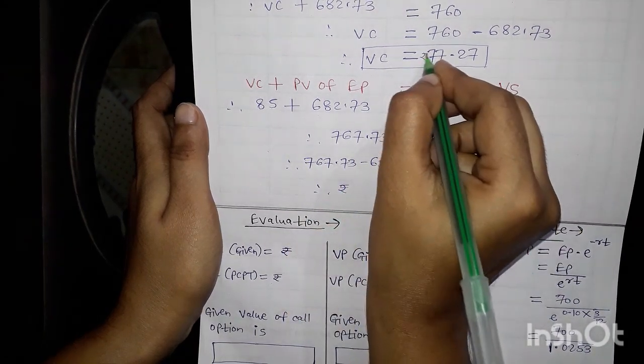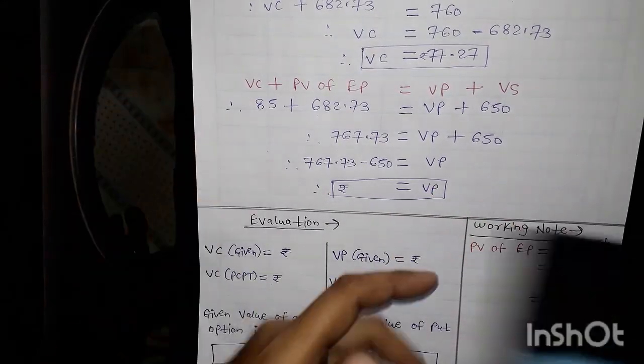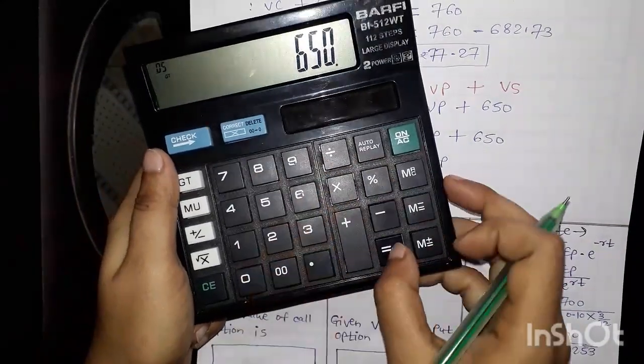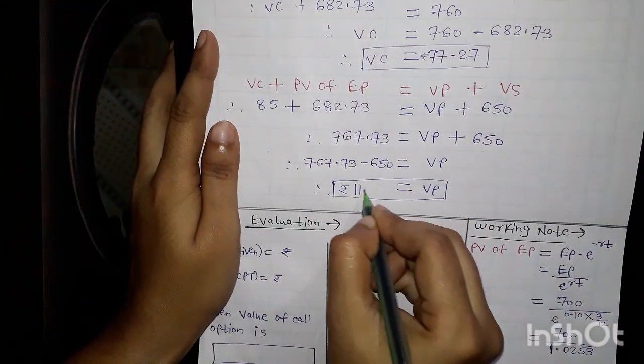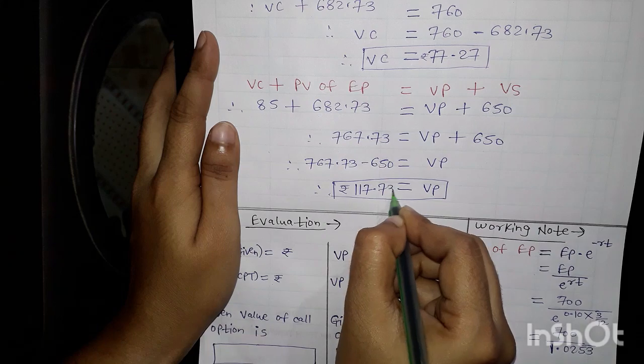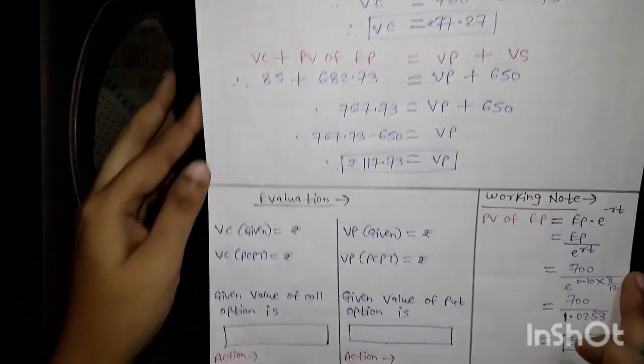So I am getting here value of put option. Okay, so just minus 650, so it is 117.73 rupees, 117.73 rupees. Now we are going to evaluate.